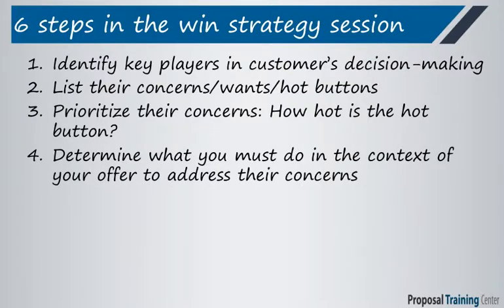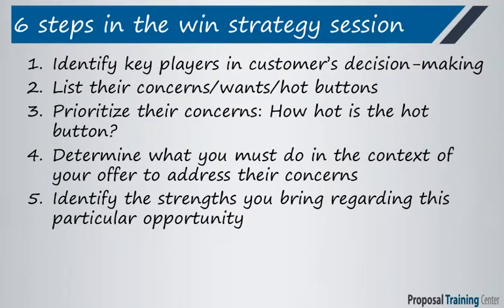Next, determine what you must do in the context of your offer to address their concerns. Now, all this means is that once you have determined the thing the customer wants the most, figure out how, in your approach to doing the job, you can give it to them. This means taking a look at how you would ordinarily do this work, then tweak it appropriately to make sure you are hitting the hot button. The example ahead will make this more clear.